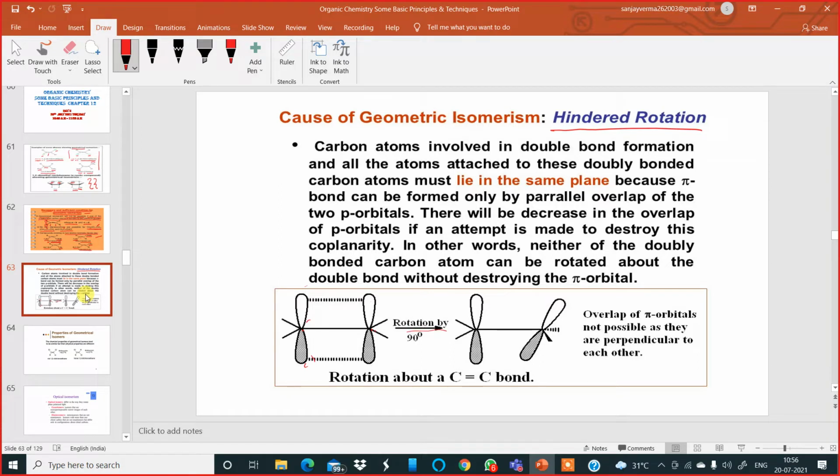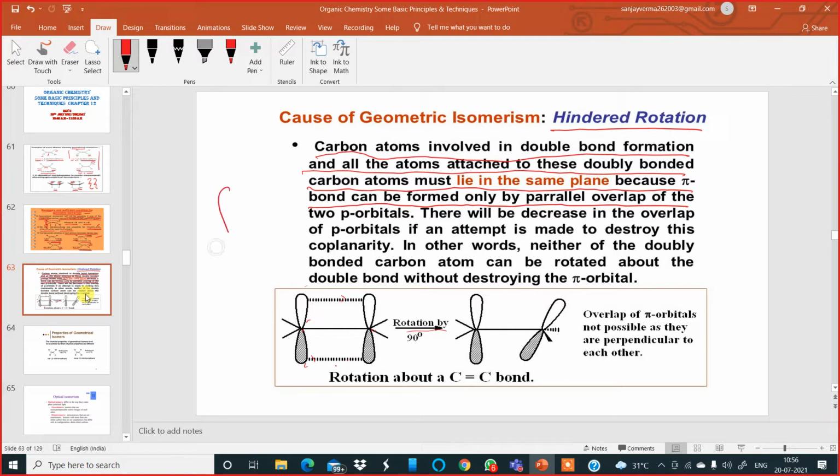Rotation is possible if it is a single bond, but if it is a multiple bond, then that multiple bond hinders the movement of the orbitals. So that's why we can say carbon atoms involved in double bond formation and all the atoms attached to these doubly bonded carbon atoms must lie in the same plane because pi bond can be formed only by parallel overlap.